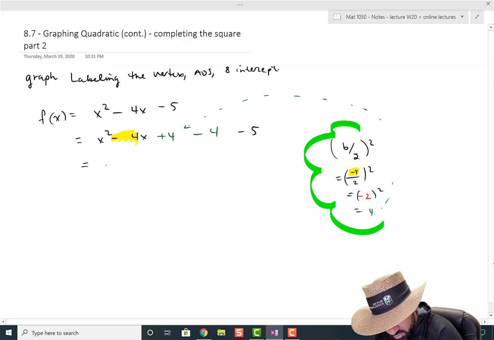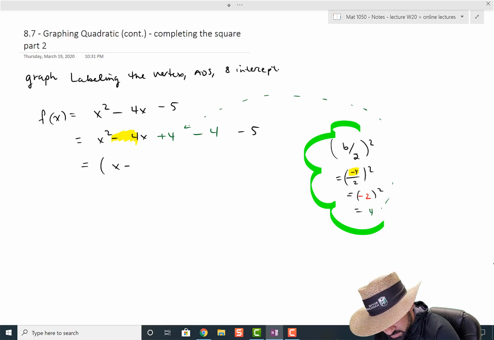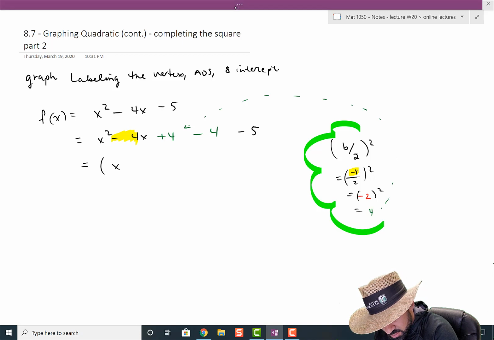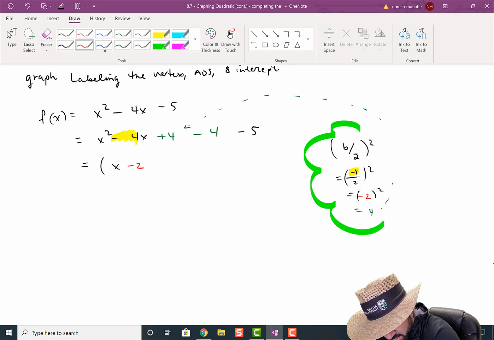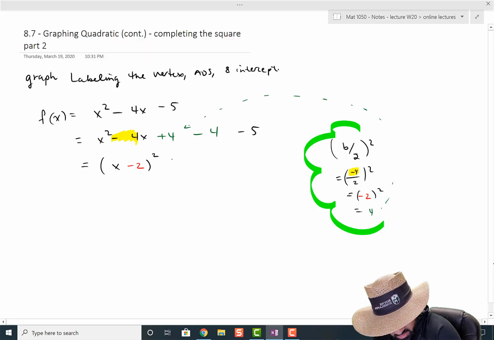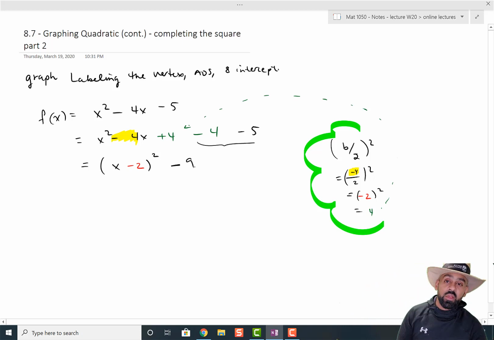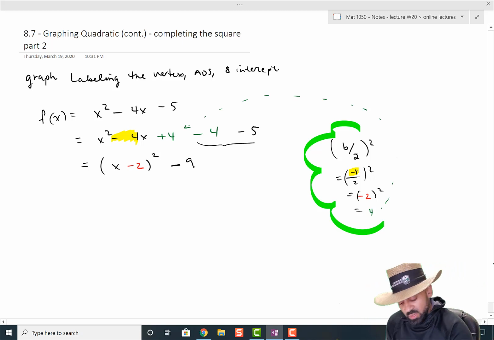This factors into x minus 2 squared. But then this is going to be leftovers. That gives me a minus 9 on the outside. So now, how do I know it's x minus 2?